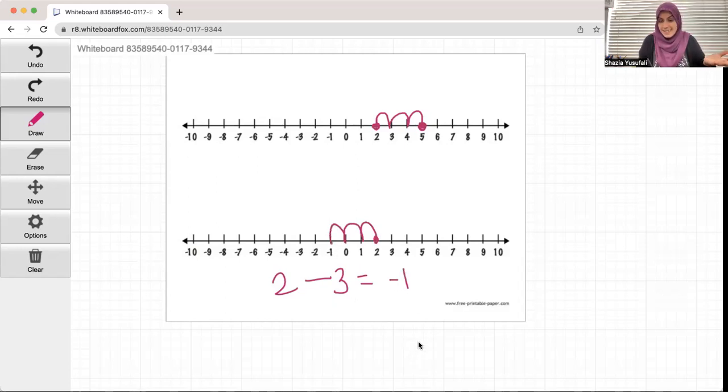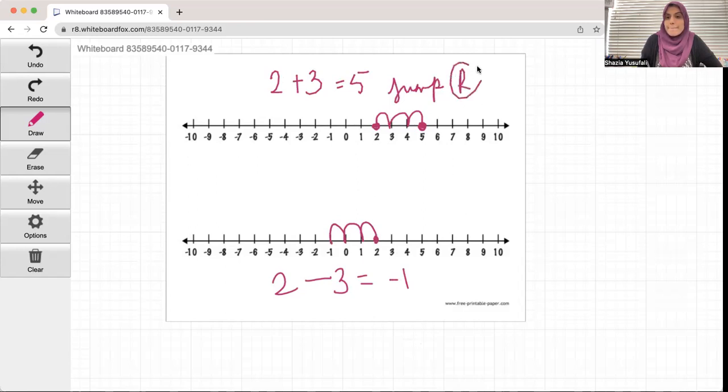You see that? So addition, so again, 2 plus 3 gives us 5 because we jumped, and I'm going to try to write, jump to the right. And here, 2 minus 3 gives us -1 because we jump to the left. Okay? And this is how adding and subtracting matters. So let us try another one just to give it a shot.